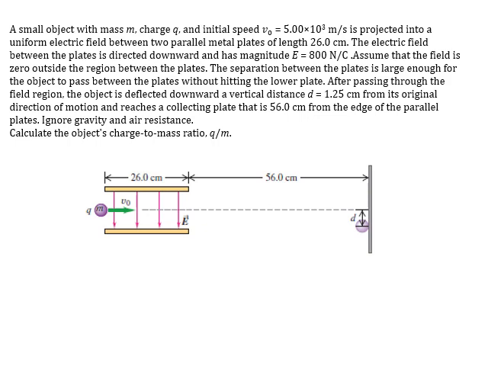The object passes on through without hitting the lower plate. After it passes through, then it gets deflected further downward, so it ends up 1.25 centimeters underneath its original path. We're told to ignore gravity and air resistance, and we want to find the charge to mass ratio. What is Q over M?